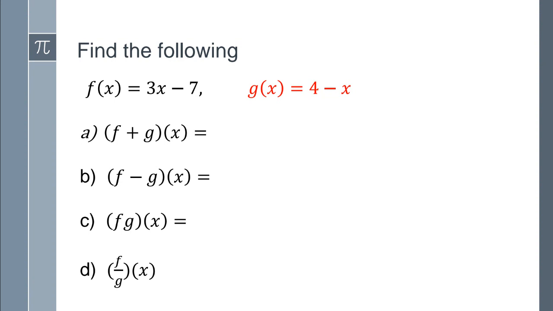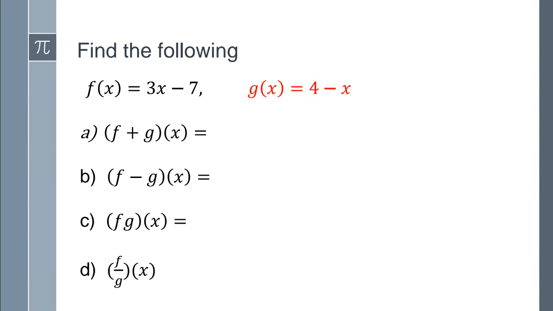So let's say that they gave us these two functions. Function f of x, which is 3x minus 7, and function g of x, which is 4 minus x. So if I want to do this first one, let's practice adding two functions. And the syntax for that is (f + g)(x). Okay, this is telling me that I want to add function f with function g.